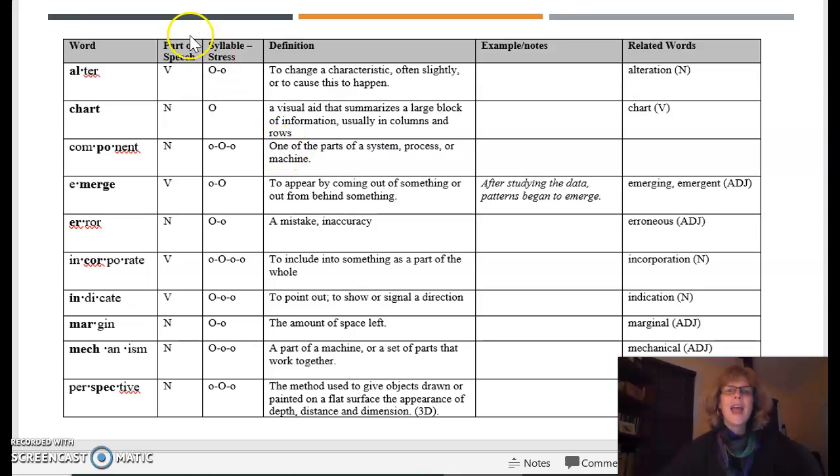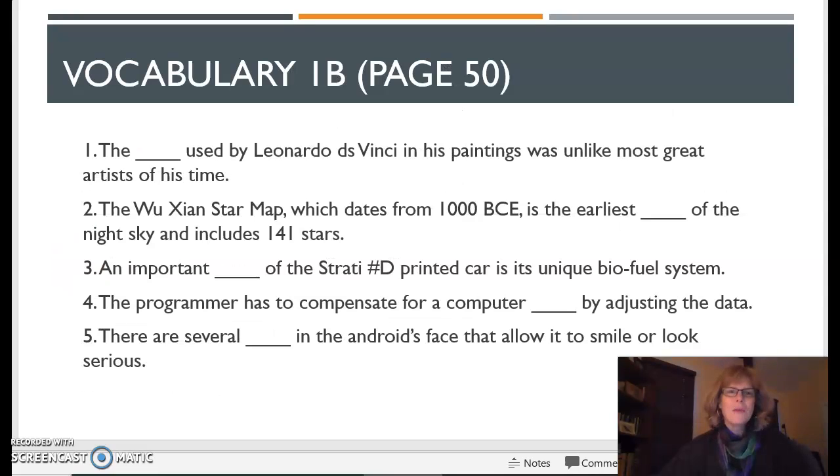Let's take a look at how these 10 words are used on page 50. We're going to start with these first 5 sentences. And the first question I have for you is, what part of speech is missing? That's going to help me choose which word to use. I see that in this list, I have all nouns and verbs. And if I look carefully at the sentence, I can see whether I need a noun or a verb. So I'll ask you that, and hopefully you'll be able to guess as we write in the right answer. So here we go.